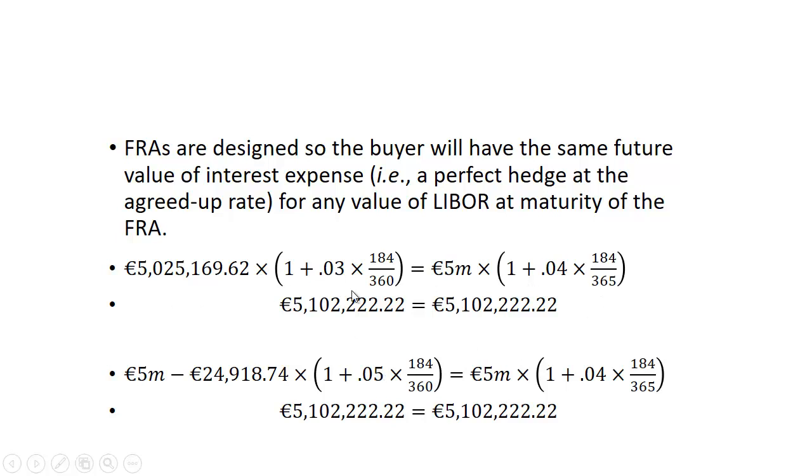Now this is the same equation we had before, but we don't see the denominator, the present value part, because you're not finding a present value. So, regardless of what happens, the cost is the same: 5,102,222.22 euros. So this is quite a nice hedge.